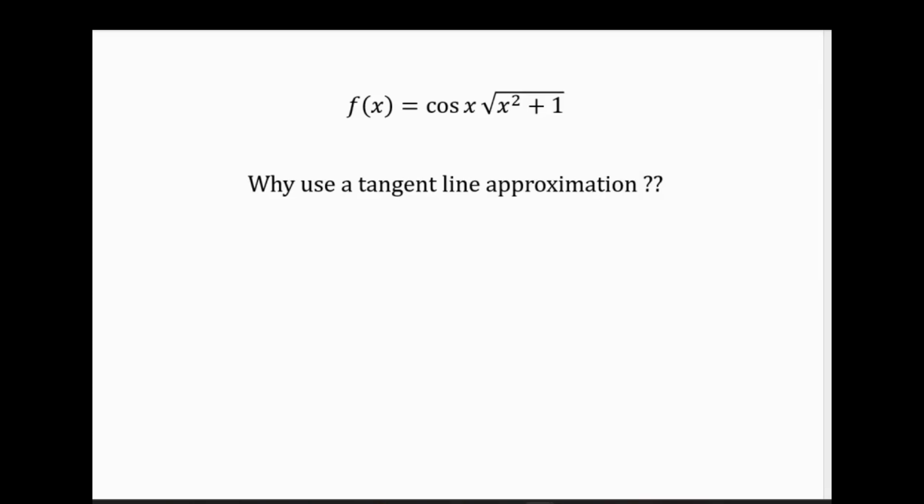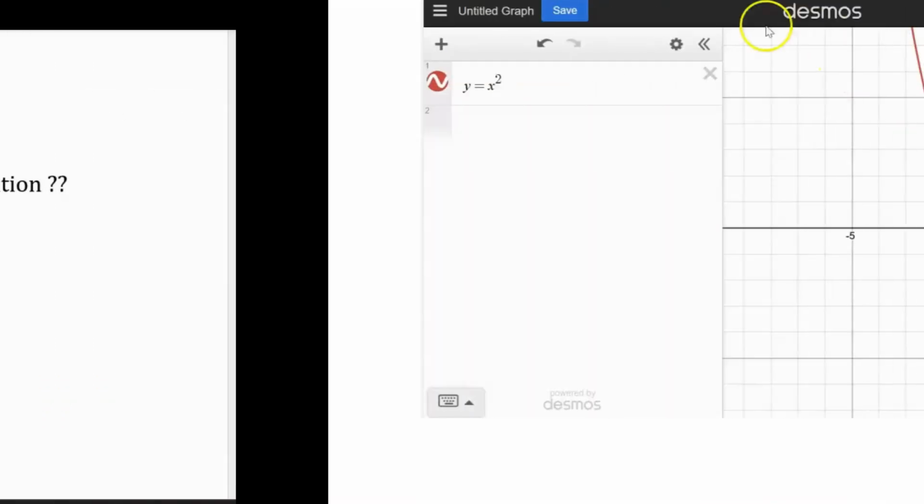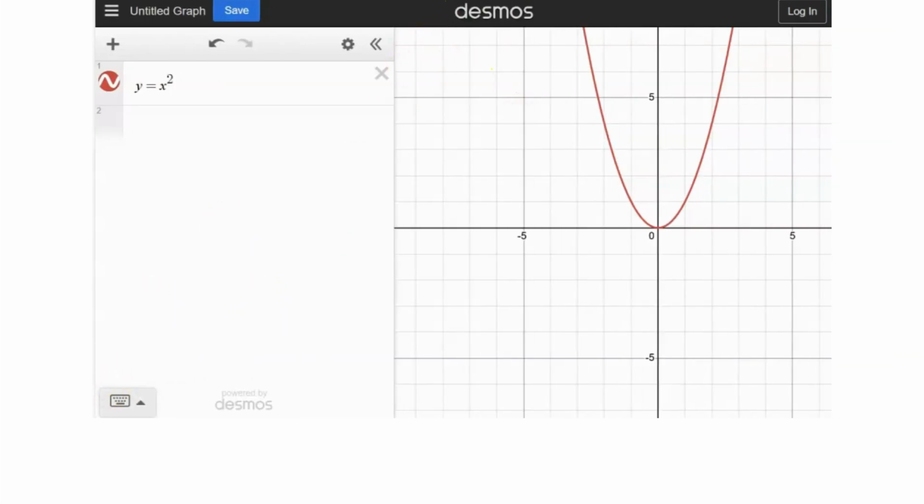So what I'm going to do is show you with Desmos here. We'll use a simple example of x squared, and we'll show you what happens when we zoom in, and we'll use the point 1,1. All right, so let's start out with this example, y equals x squared. And let's find the tangent line at the point 1,1.